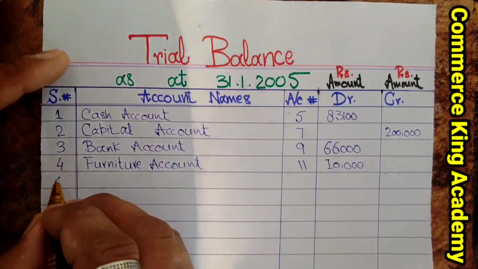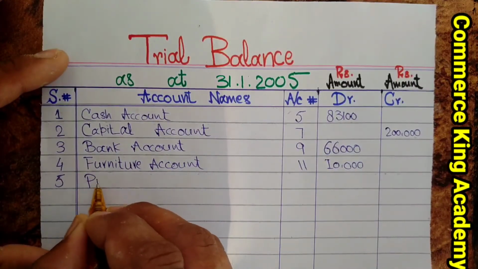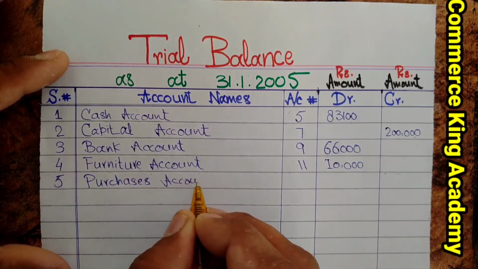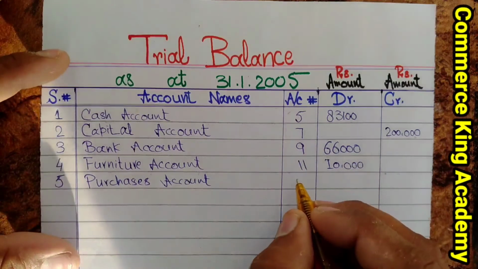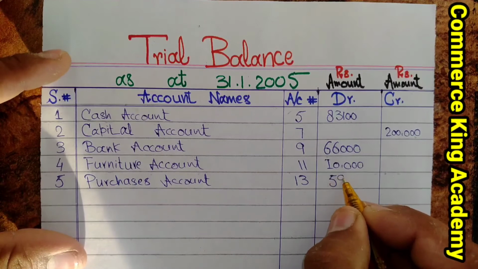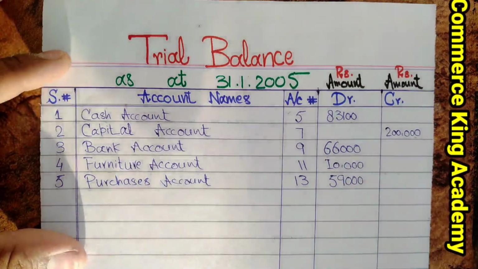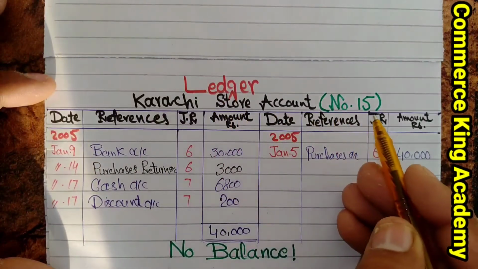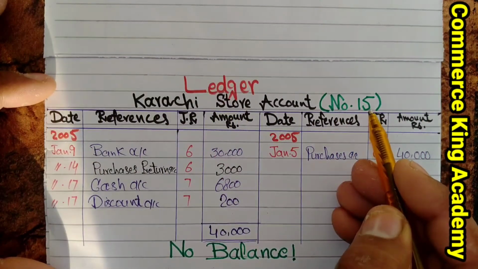Serial number 5, purchases account, account number 13, debit balance 59,000 rupees. This is our next ledger, Karachi Store account, with ledger folio number 15. This is the account number.